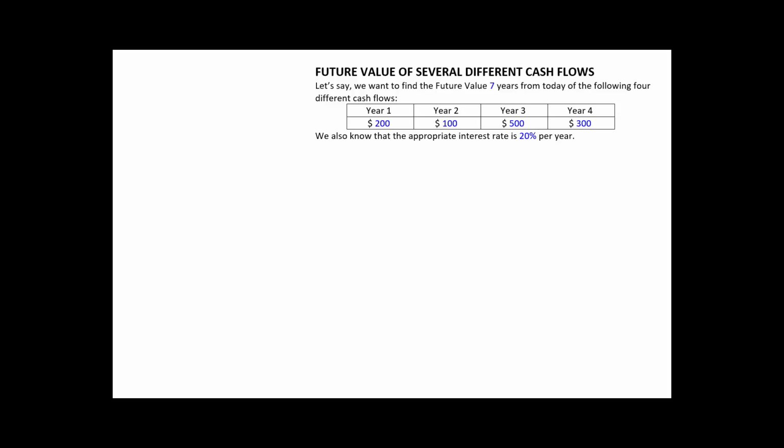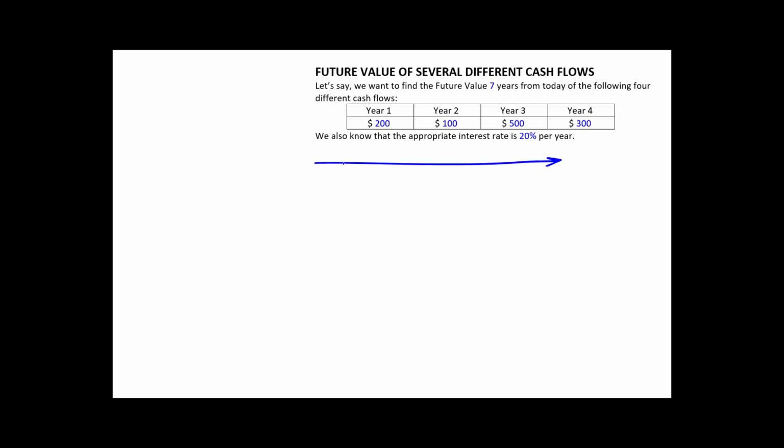In this problem, we would like to find the future value of several different cash flows. Let's say we want to find the future value 7 years from today of the following 4 different cash flows. $200 in year 1, $100 in year 2, $500 in year 3, and $300 in year 4. We also know that the appropriate interest rate is 20% per year.